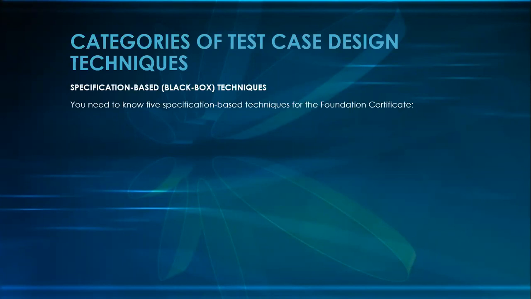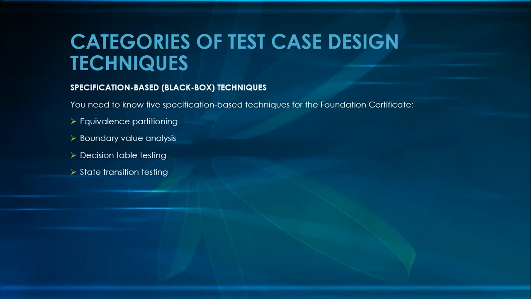The first one is equivalent partitioning. The next one is BVA, boundary value analysis. The next one is decision table. The next one is state transition testing. And the last one is use case testing.